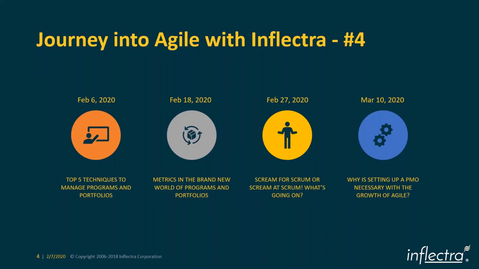There are 4 webinars in our fourth webinar series right now. Today is going to be focusing on the techniques to manage programs and portfolios. We will then follow up with metrics in the brand new world of programs and portfolios. What are the metrics to use? And then my approach for Scream for Scrum, or Scream at Scrum, what's going on. And then we are going to be talking about why setting up a PMO is necessary, even with all the growth of agile approaches.